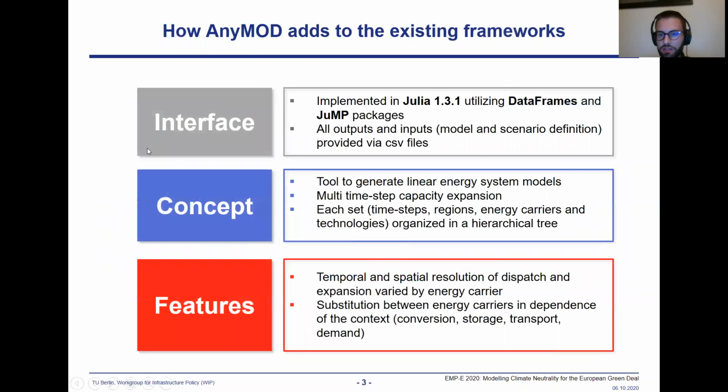To address this, we developed an alternative graph-based approach to decrease model size. The key idea of this approach is to vary the level of detail by energy carrier within the same model. For example, this approach can be used to apply an hourly resolution to the power sector to model solar and wind, but at the same time, the gas sector could be modeled at a daily resolution.